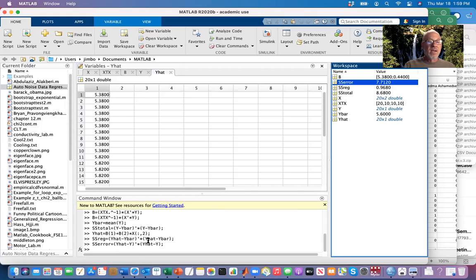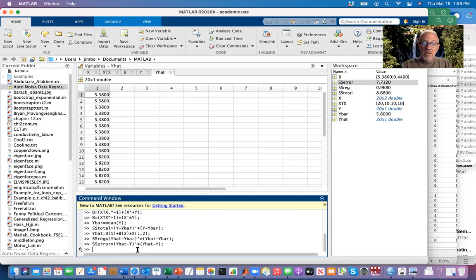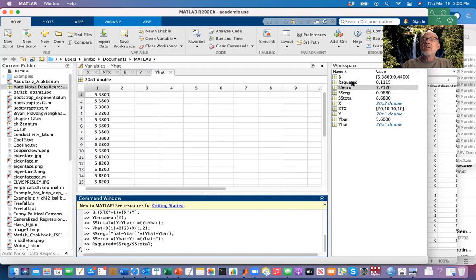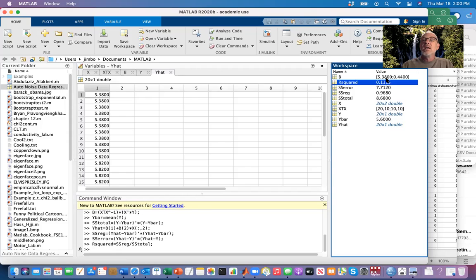Let's take a look. We can find R squared. R squared equals SS reg divided by SS total. Okay. So we get R squared, and we see we're only accounting for about 11% of the variation. Is that making sense?